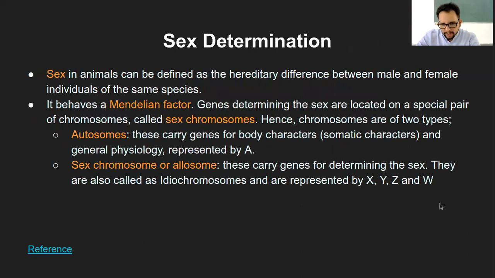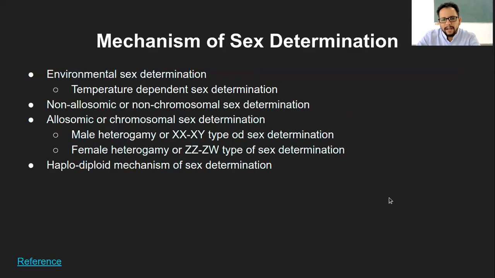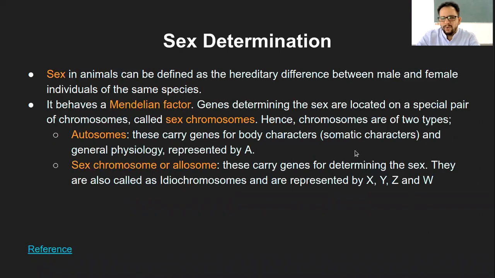Okay, I guess I can just quickly start this topic and maybe introduce this little mechanism. I'm going to skip some of these different topics, or maybe just rush through them, because we have already studied those. So sex in animals, if you want a definition, is the hereditary difference between male and female individuals of the same species.